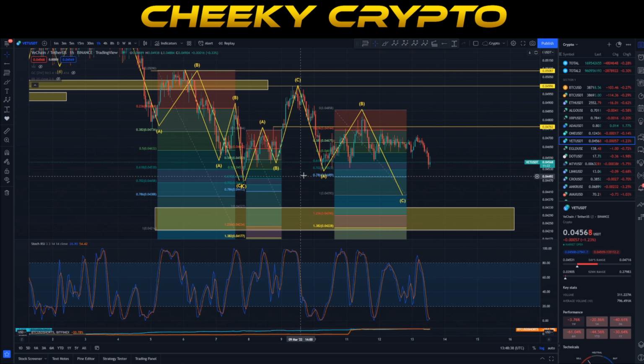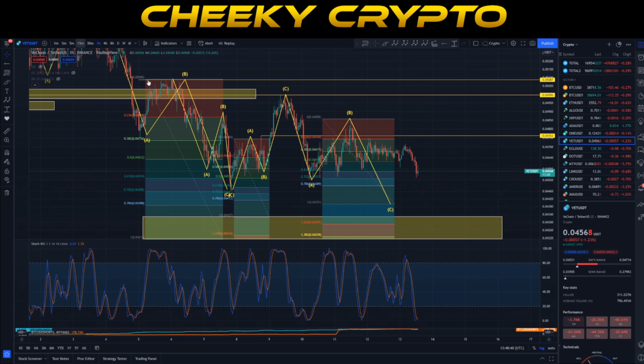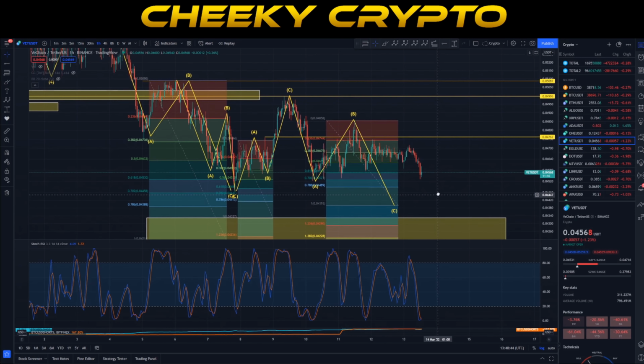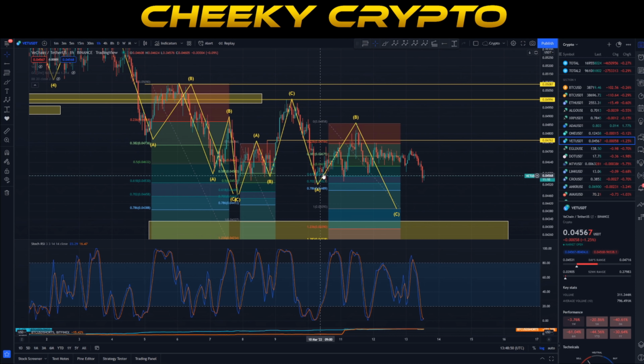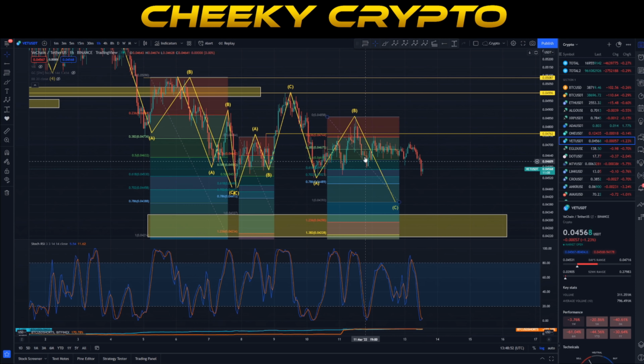Right, let's take a look at what's going on here. So we're going to start things off, guys, with our hourly chart here for Vechain paired up with USDT. We are using Binance as the data source for this, so you can replicate your charts using TradingView and those criteria. So as you can see, we were tracking this ABC move to the downside, right?